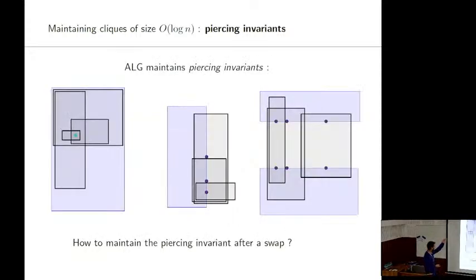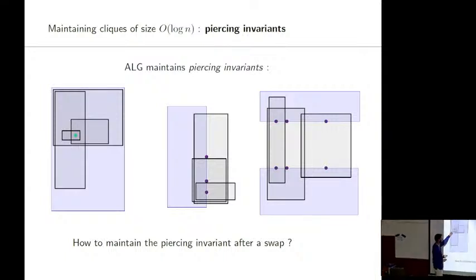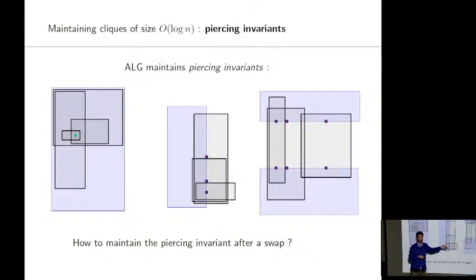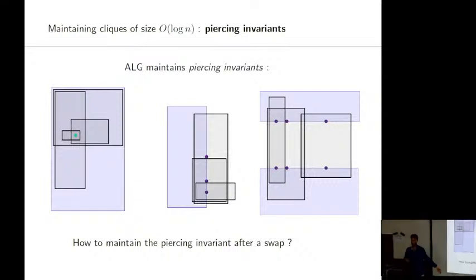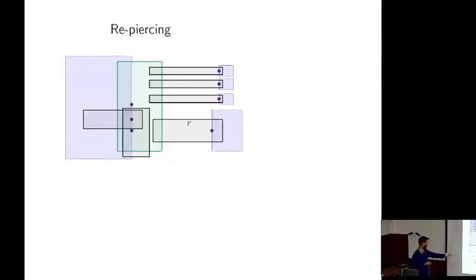Okay, so this is the invariance that we need to maintain in order to guarantee that cliques remain small. So piercing the center of the intersection when we have the containment intersection, and piercing the middle of the sides if we have the side intersections. So can we really maintain this invariance after a swap? So look at this example.